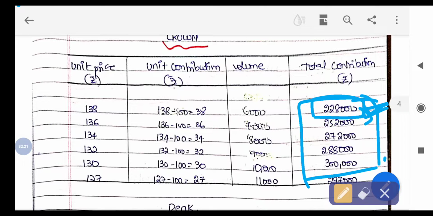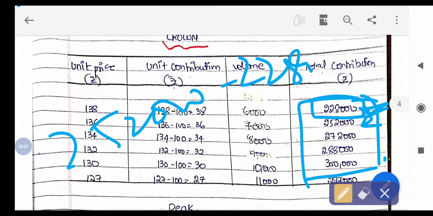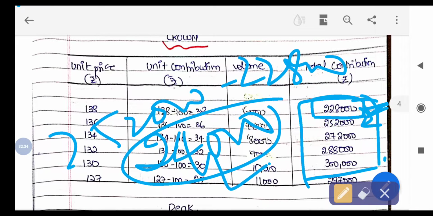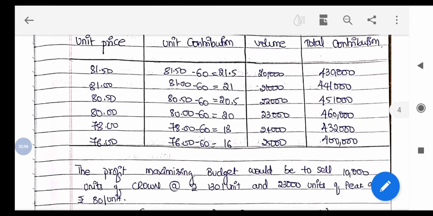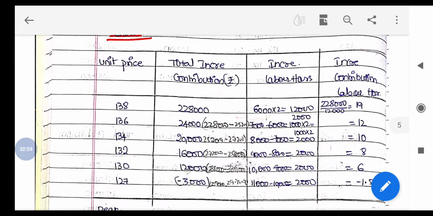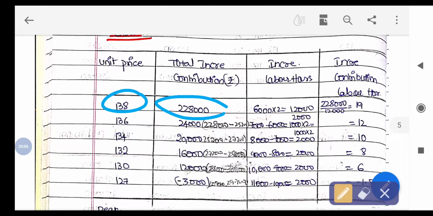From 2,28,000, next it is increasing to 2,52,000. So 2,52,000 minus 2,28,000 will be 24,000 contribution increase when we shift from 138 to 136. Like this, 2,72,000 minus 2,52,000, 2,88,000 minus 2,72,000, 3 lakh minus 2,88,000, 2,97,000 minus 3 lakh. So like that we have to subtract from this to this, from this to this, in order to get the incremental contribution. For the first, take the same contribution. For 138, the contribution is 2,28,000.